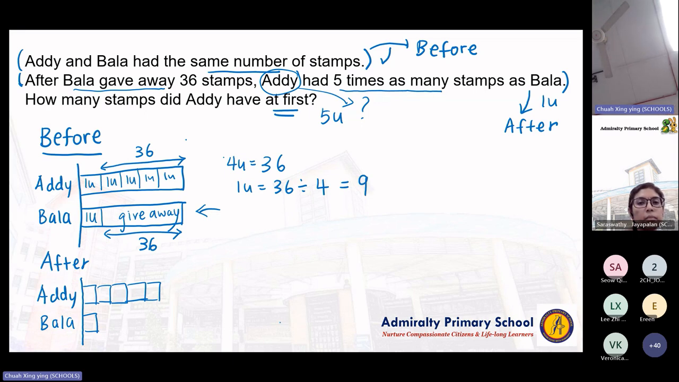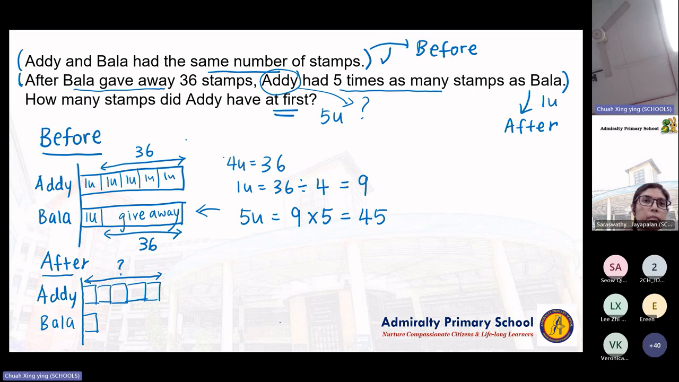We want to find out how many stamps Eddie had at first. Whether we get it from the after model or from the before model, it doesn't matter, because Eddie's stamps have not changed. Nothing has changed to Eddie's stamps. So 5 units is equal to 9 times 5, equals to 45. So Eddie would have 45 stamps at first.